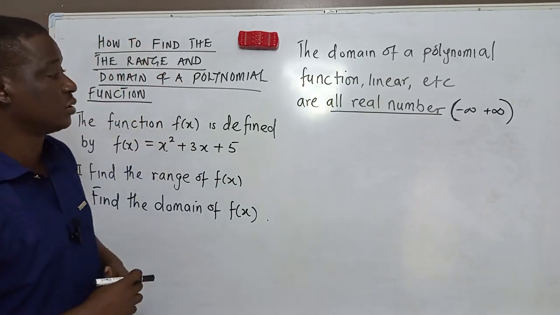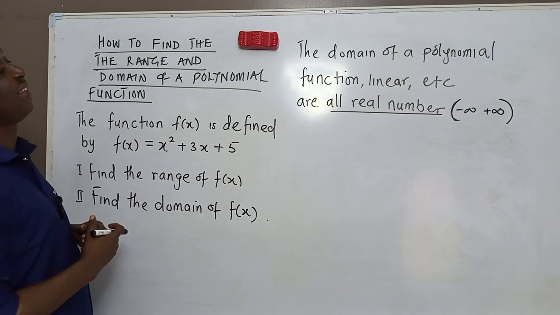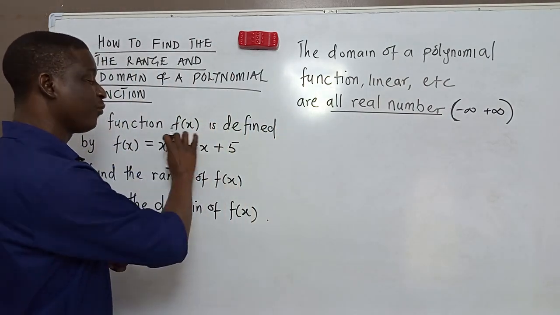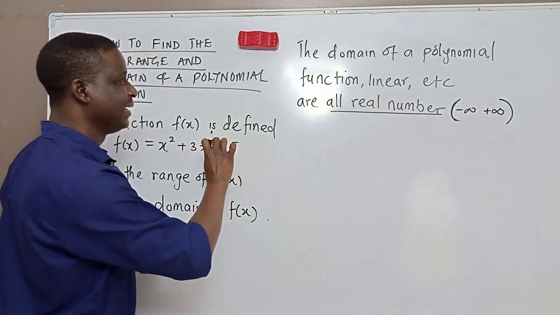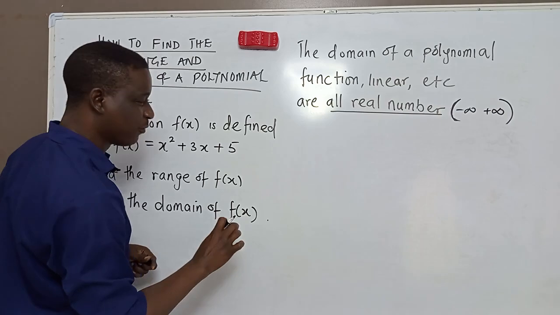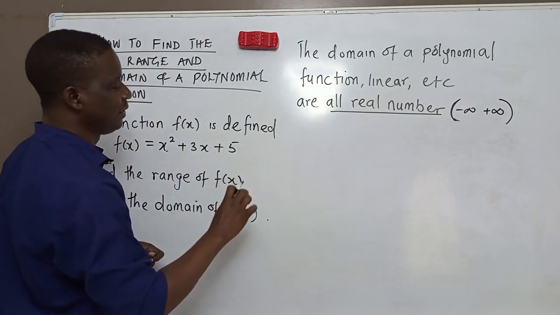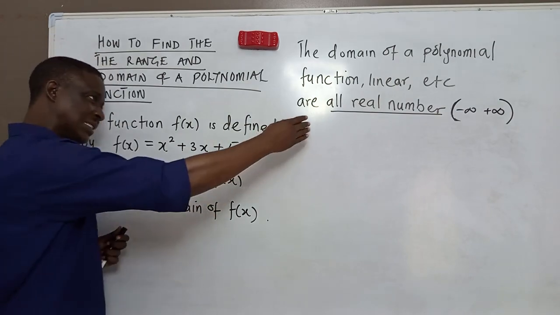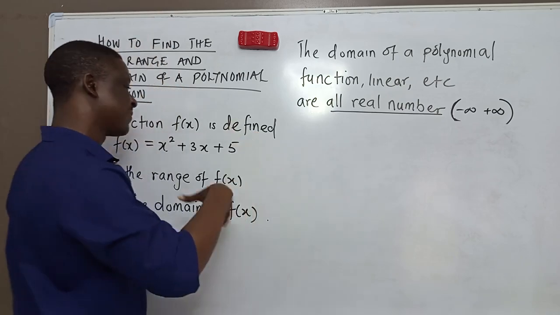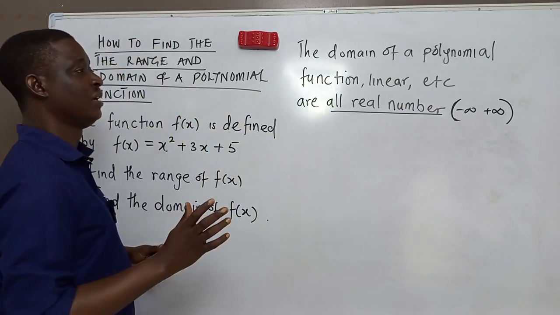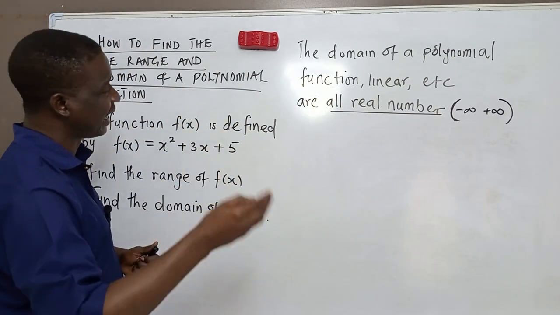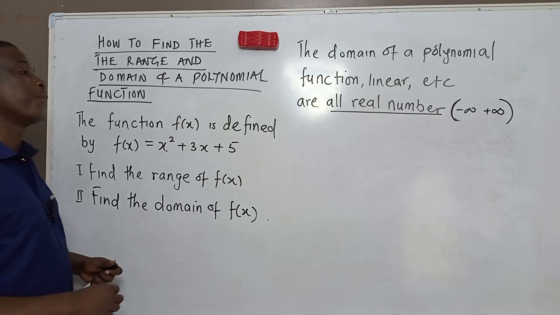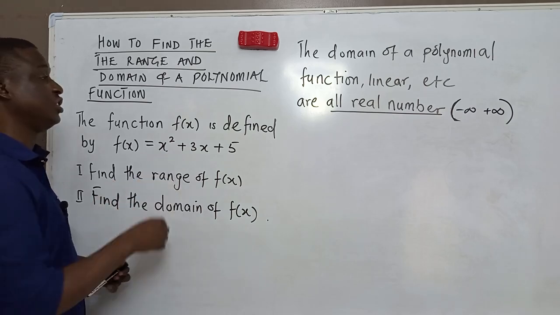Now let's move to the range. That is the main thing for today. Now, don't forget that I've told you how to find the domain of a polynomial function, linear function, quadratic function. If I want to find the domain of x squared minus 1, it's still all real numbers. x plus 1, all real numbers. x squared plus 5x plus 10, all real numbers. Domain is not difficult. Now, this is where we are going to do a little work. Now, which is the range?